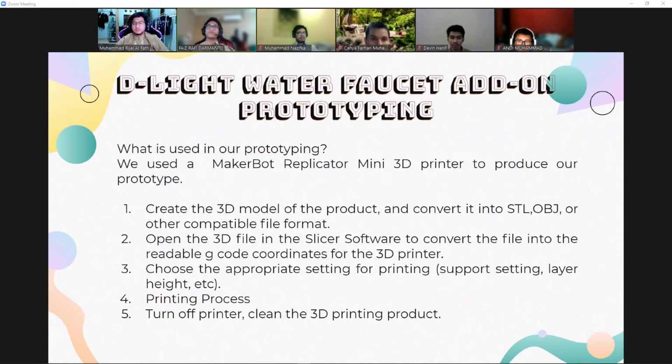So for our process itself, we use a MakerBot Replicator Mini 3D printer to produce our prototype. The steps in creating the prototype are, first, as mentioned before, we create the 3D model of our product and convert it into the STL, OBJ, or other compatible file format. And then we open the 3D file of the model, and we use the slicer software to convert the file into readable G-code coordinates for the printer. Then we choose the appropriate settings for the printer itself, and we print the product, and we turn off the printer and conduct the analysis. Next.